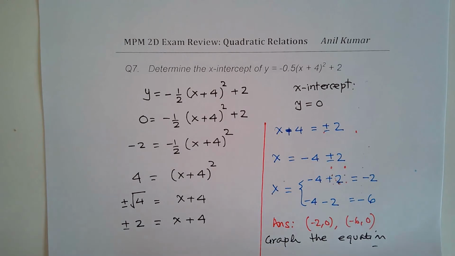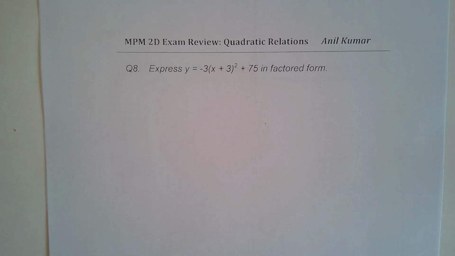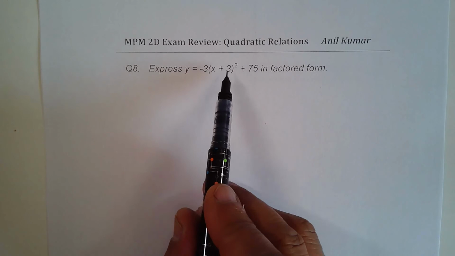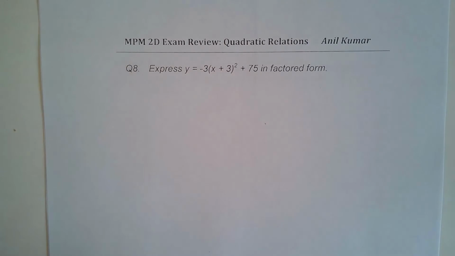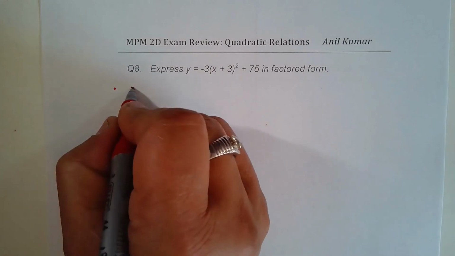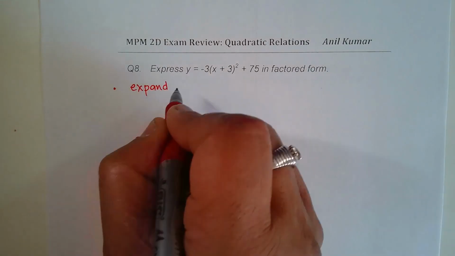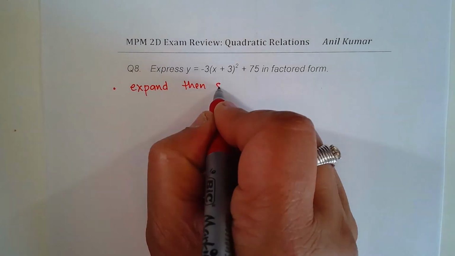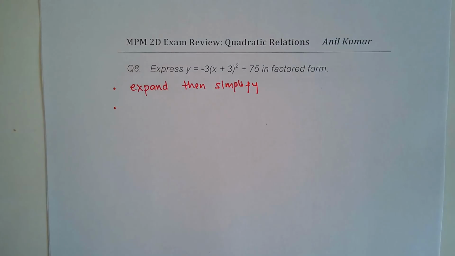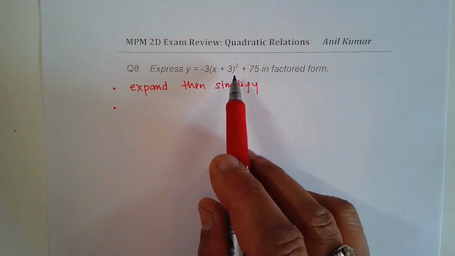Okay. Let's move on. Question number 8 for us is express -3 times x plus 3 whole square plus 75 as factored form. Now there are two alternatives which are commonly used. One is expand then simplify. Now here we have a very special case, so I will use a different method to factor and then write it in factor form.